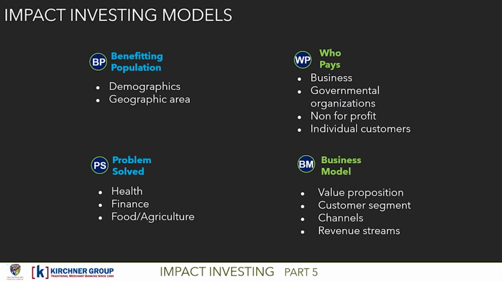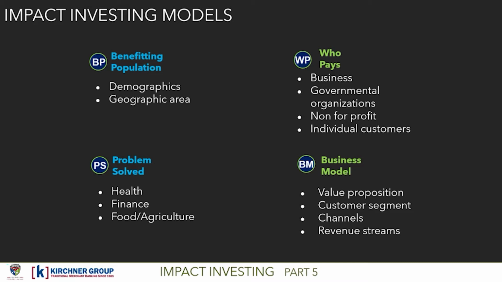In the benefiting population, it's important for you to know that an impact project should always aim to benefit people, and it's important for you to know who those people are. You should know some demographic information as well as the geographic area that you plan to help. As we mentioned, not always the people that are benefiting from your project are the ones who will be paying for it. So you also have to identify who will be paying. For example, some business, some governmental organization, some non-profit, or even some individual customers. We will see some examples of projects where the benefiting population and the ones who pay are very different individuals.